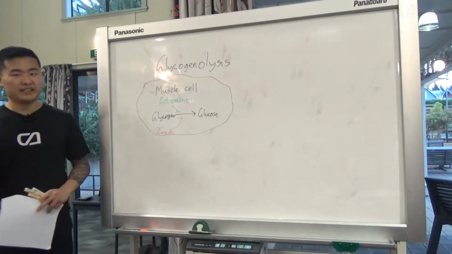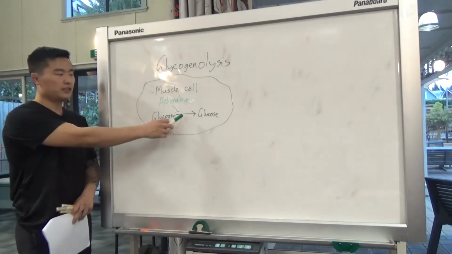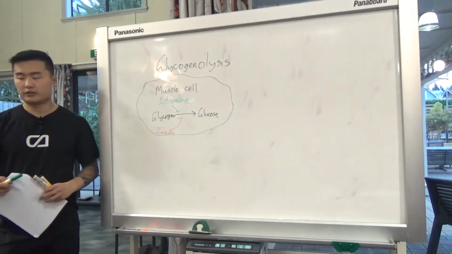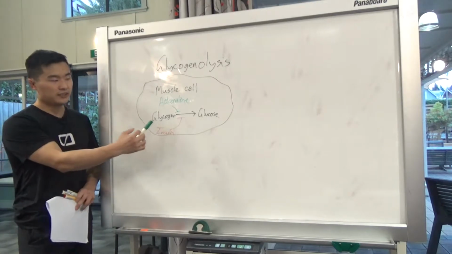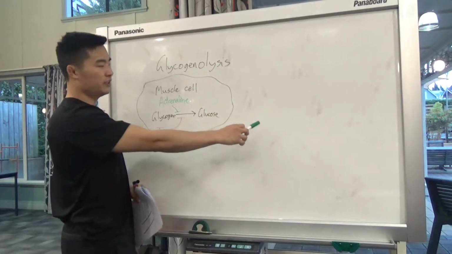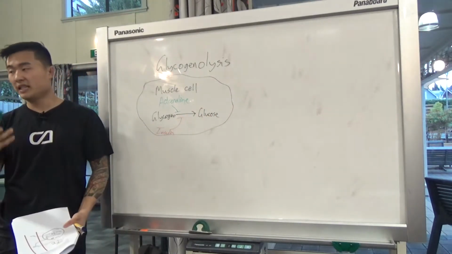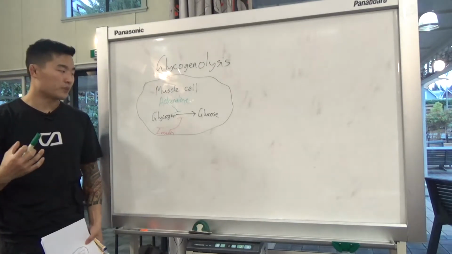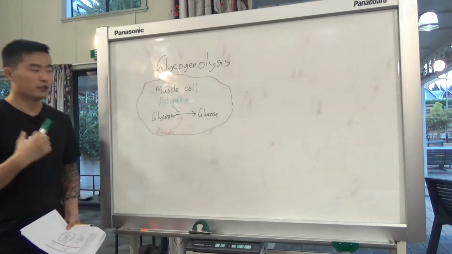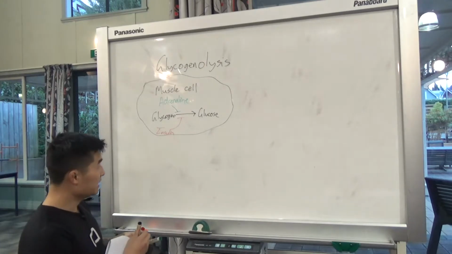But this is just a minor thing, just remember that glucagon does not affect the muscle cell. Okay? So glucagon doesn't affect the muscle cell because this glucose stays inside the muscle cell. It's not going to go into the bloodstream. So the role of glucagon is to raise blood sugar levels. Since this glucose just stays inside the muscle cell, there's no point for glucagon to act on the muscle cell.